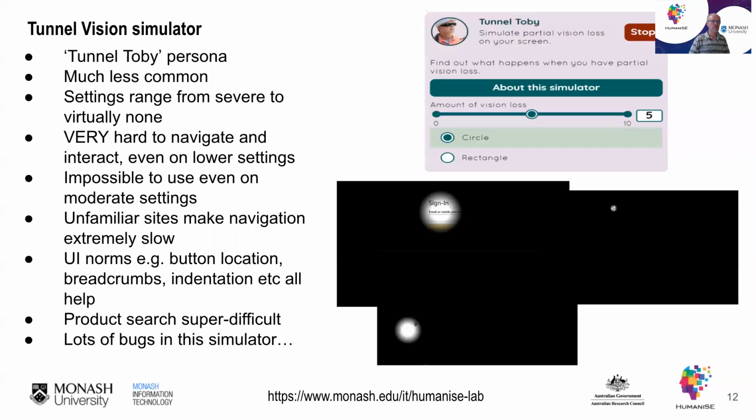If you're not familiar with the layout and navigation of a website, it's very, very slow to use it. It does help if the website follows some norms, so buttons in certain places, logout button top right, and next page button bottom, etc. And also if it has an agreed indentation, so you can see the indentation at the bottom of the Reddit page in the tunnel vision. Doing things like product search is very difficult because the products are different sizes and rendered as such, and it becomes extremely difficult to find anything on the page. We did find a number of issues with this simulator. It didn't work quite correctly.